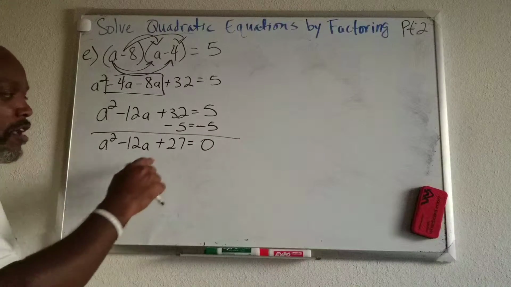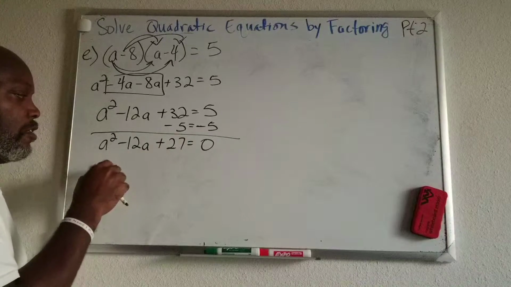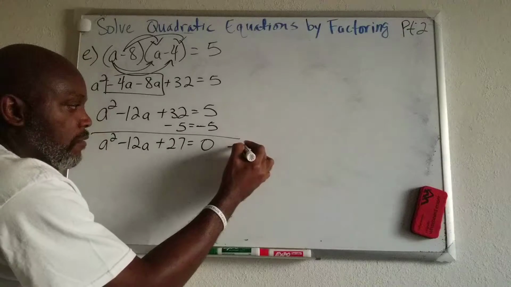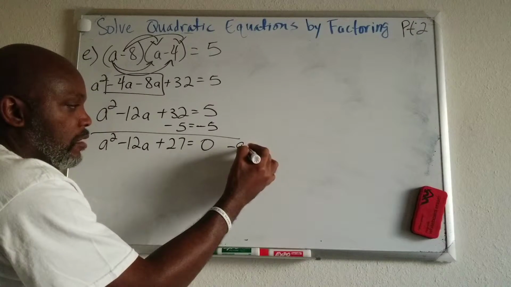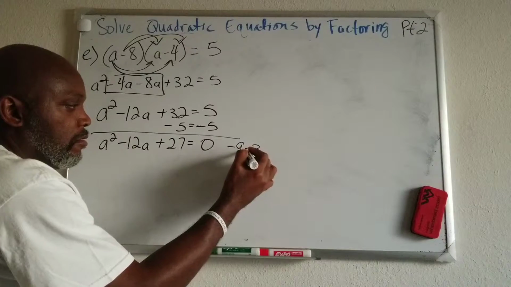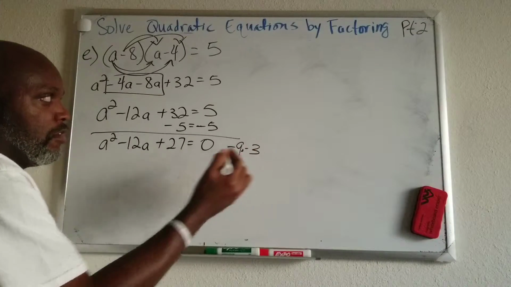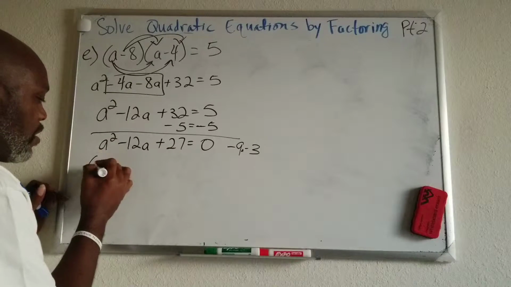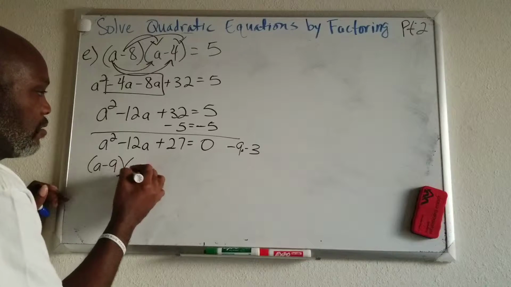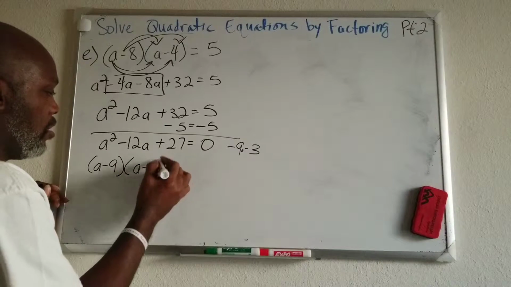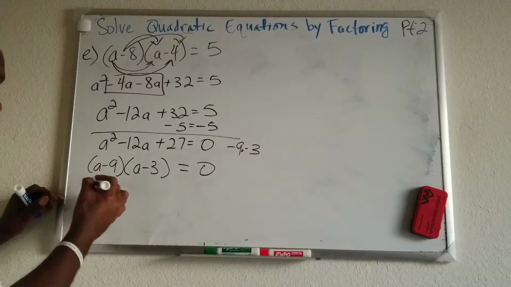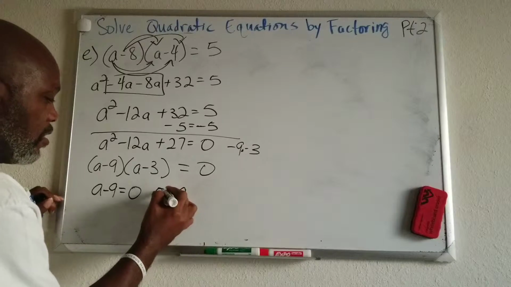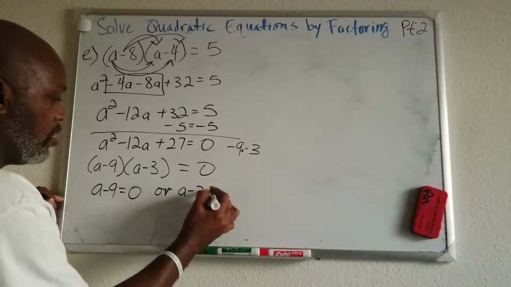All right. So now we're going to look at the last term to see what will give us a middle term. Right. So that's going to be negative 9 and negative 3. Okay. So negative 9 times negative 3 gives us positive 27. So I have a minus 9, a minus 3 equals 0. So a minus 9 equals 0, or a minus 3 equals 0.